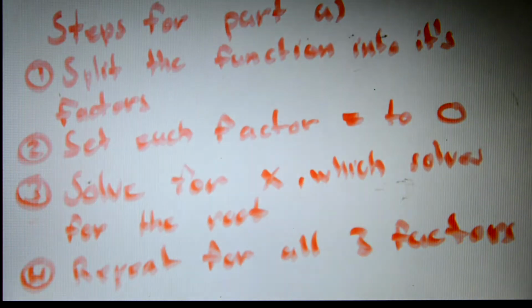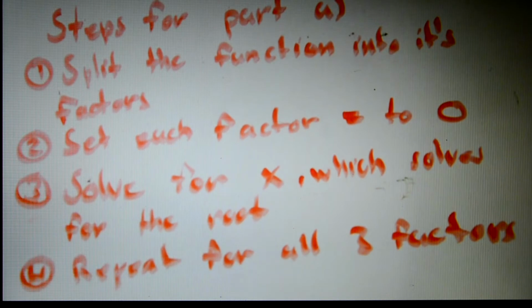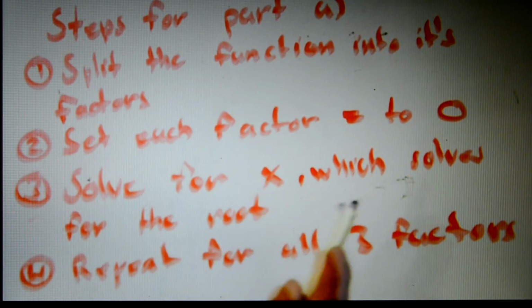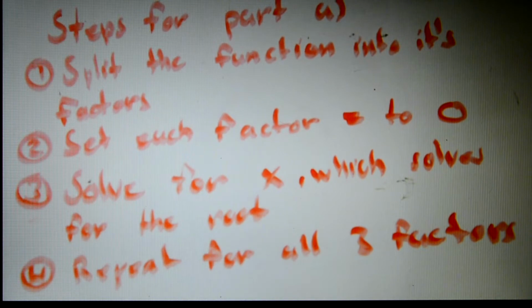The steps required for solving part A of the question are the following. The first step is to split the function into its factors. The second step is to set each factor equal to 0. The third step is to solve for x, which in turn solves for the root. And then the fourth step is to repeat for all three factors.